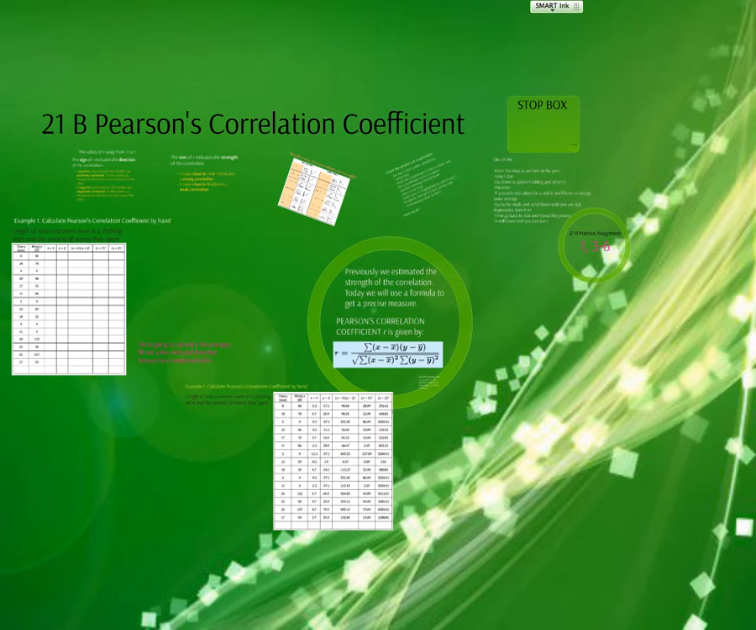All right, 21b is Pearson's correlation coefficient. So on Thursday, when we talked about correlation, we said it was strong, moderate, or weak. Today, we'll actually be able to assign a number to that correlation to help us determine if it's strong or moderate or weak.